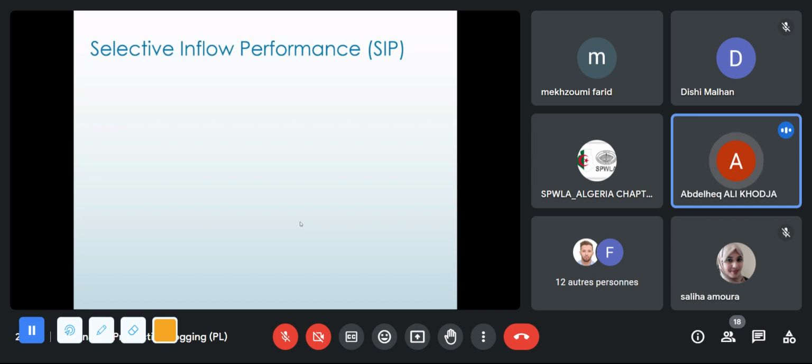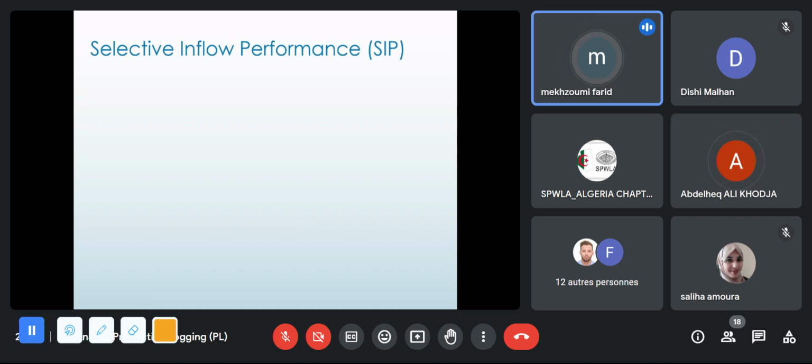usually, when you test layer, you have IPR, but when you open the well, the behavior will be different. So this SIP is the best way to have it. Yes, you have contribution of each one, and you have the overall. It's good. When you make multi rate, it's better to get.